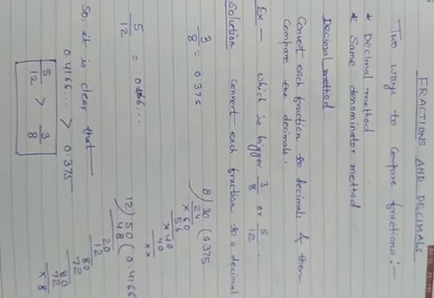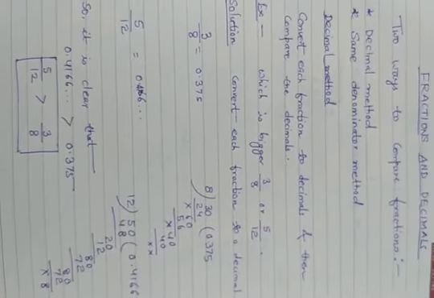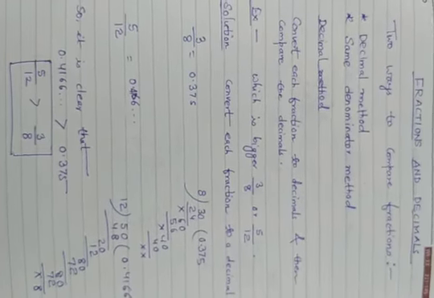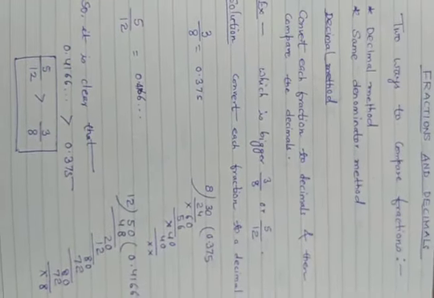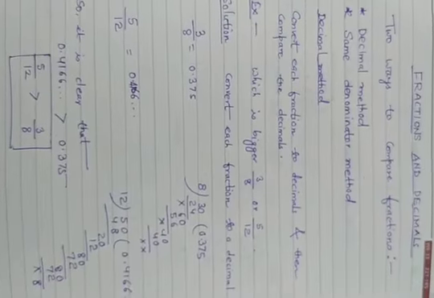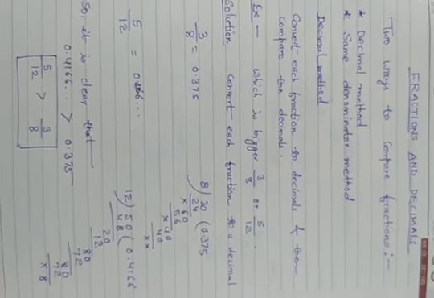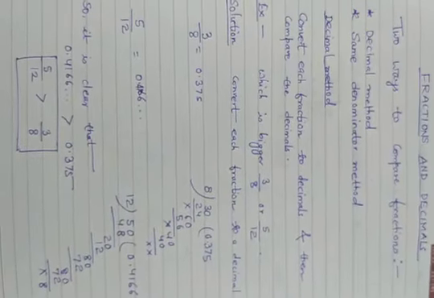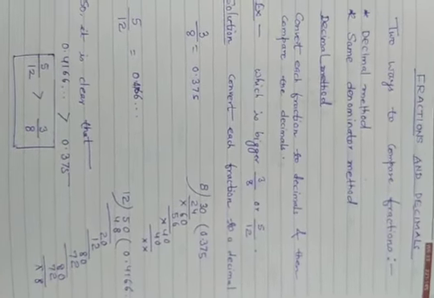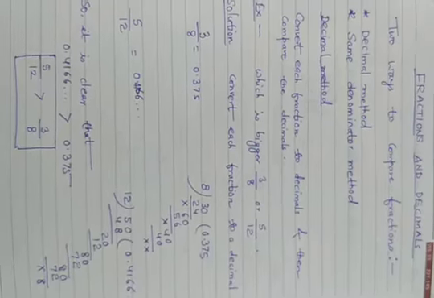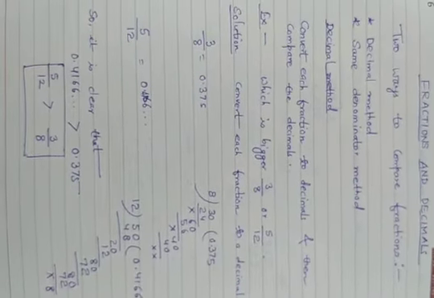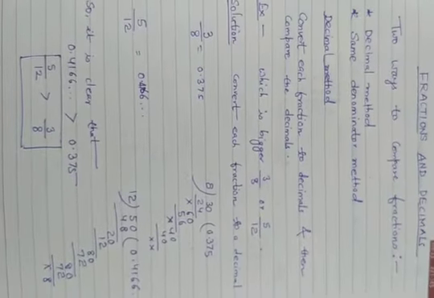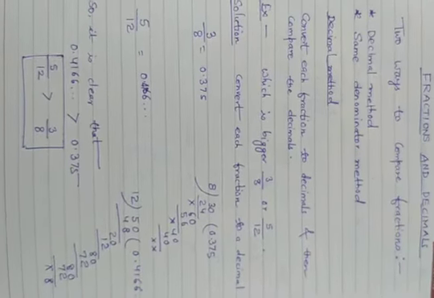What we have to do if two fractions are given, then how can we compare? Let us understand by the following example in the process of the decimal method. We will convert each fraction to decimals and then compare the decimals. For example, I have taken: which is bigger, 3 by 8 or 5 by 12?